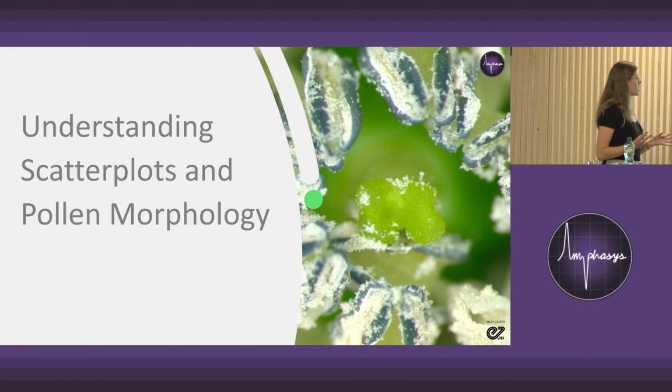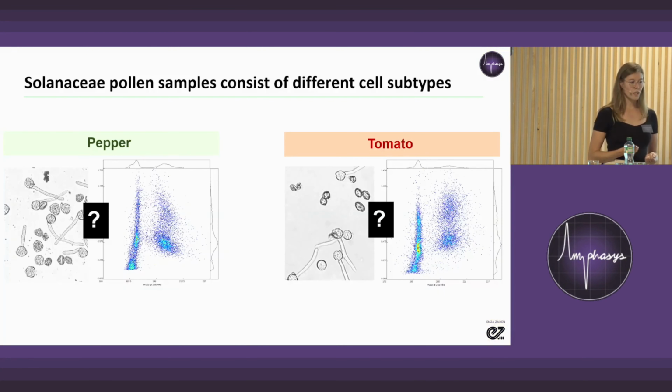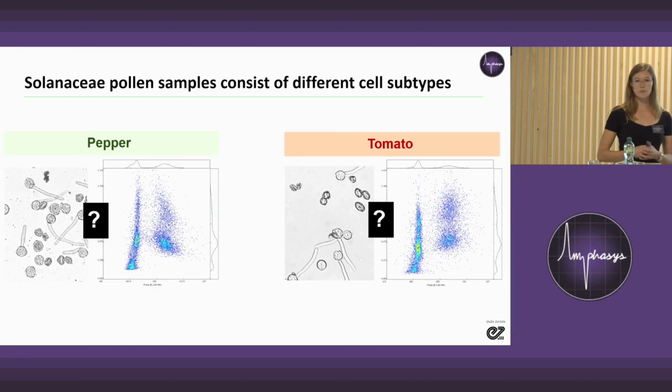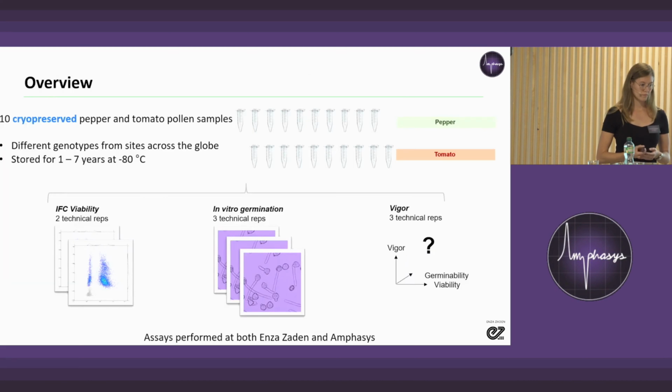So our main aim was understanding scatter plots and pollen morphology. So as you may know, the Solanaceae pollen samples consist of different cell subtypes. Like you see over here, the pictures, it's a very obvious result of when you do a pollen germination of either pepper or tomato. And we were wondering, how do these relate to the pollen populations we see when we do the Amphasys measurement? So how did we analyze that?